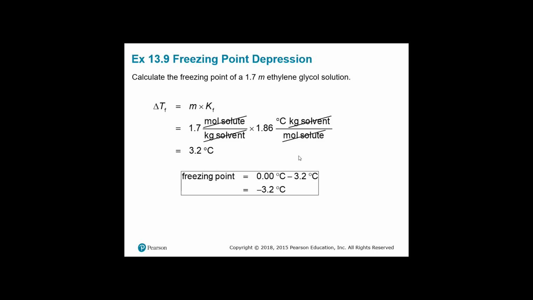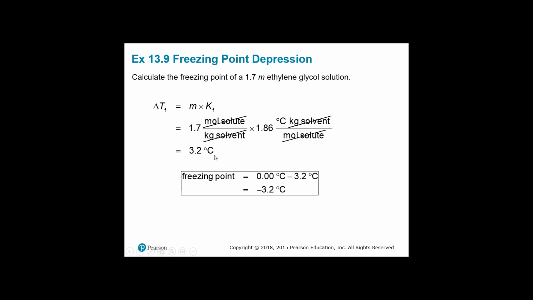So we plug in what we have. We have m here. We can always look up KF. I haven't shown it to you, but I'll show you on another table. KF is given; that's not something you'll have to solve for. And we end up with certain units, Celsius kilograms over mole, with the solvent and solute added to clarify. And that tells us that we have a temperature change of 3.2 degrees Celsius.